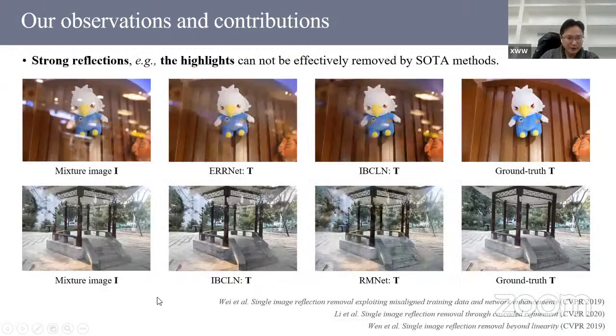So, for example, we show some reflection removal results of state-of-the-art deep learning-based reflection removal algorithms. This is ERRNet, IBCLN, and IPNet. They are all state-of-the-art deep learning-based reflection removal algorithms, but we can see the reflections still remain in the results.